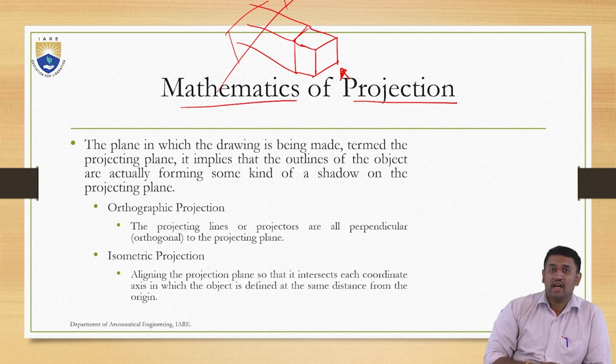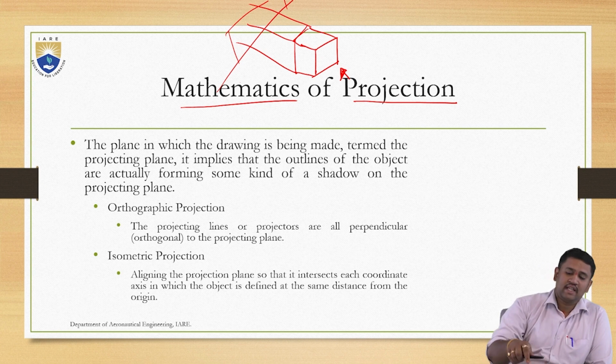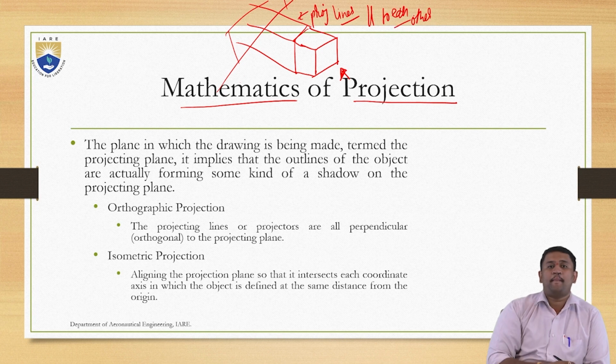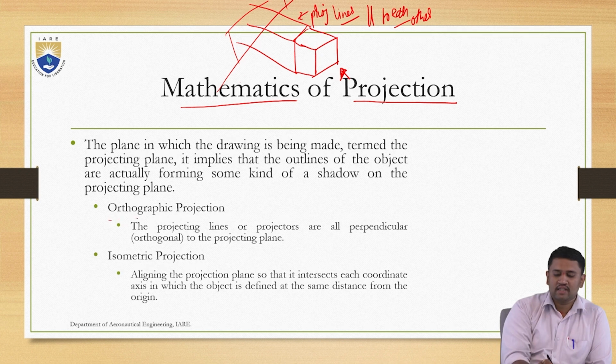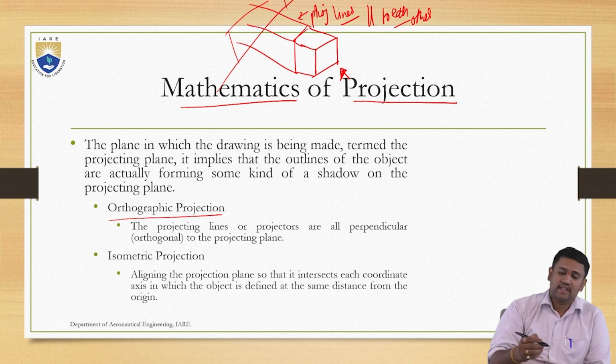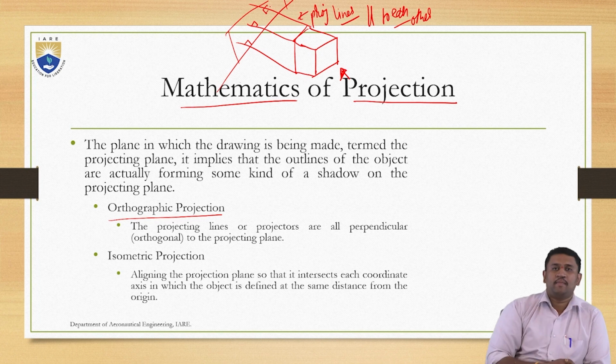Now these projectors are of many kinds. Basically, if the projector lines are parallel to each other, then it will be called an orthographic projection. It means these are perpendicular, parallel to each other and perpendicular to your orthogonal plane, the plane which is perpendicular to your lines of projection.